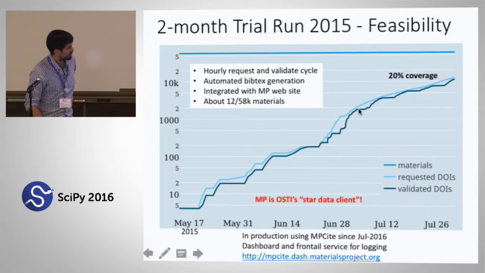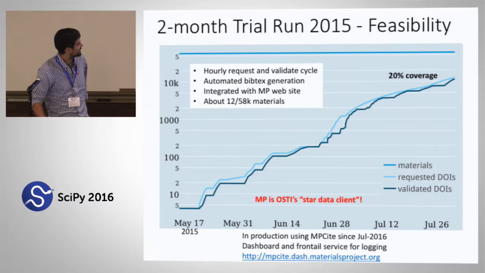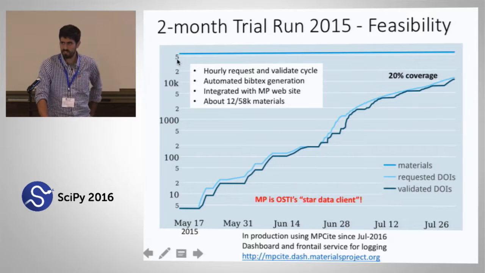You can see that sometimes there's a weekend phase, so DataCite doesn't validate over the weekend. If you request on Friday, you need to wait until Monday to get it. Something that we noticed. But you can see on the scale that we're up to about 12,000 DOIs, out of our, back then, 60,000. Now we're at 70,000 materials. So this thing needs to be running while our materials database is growing.